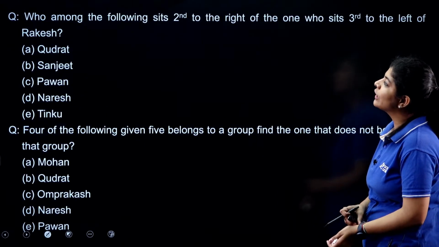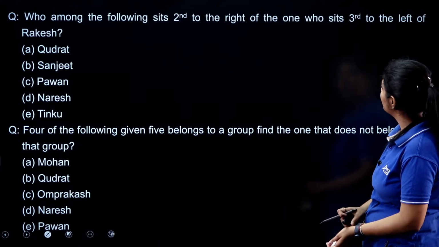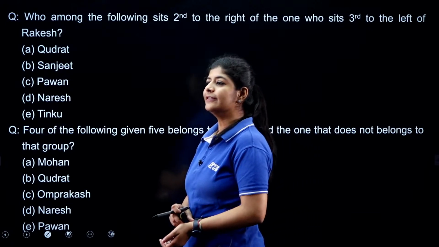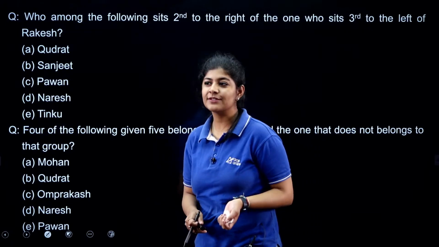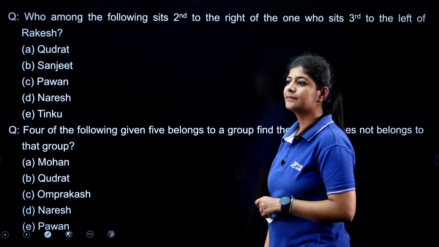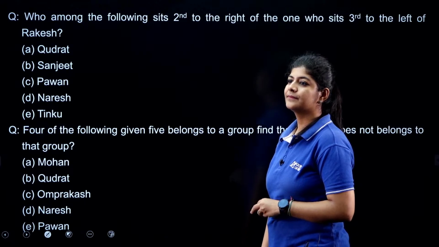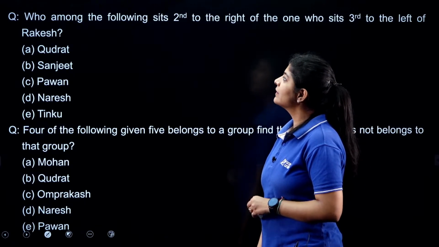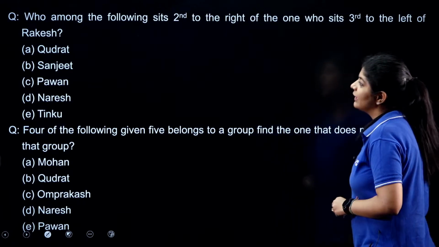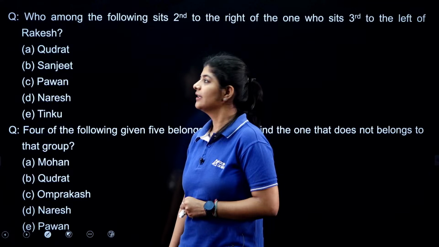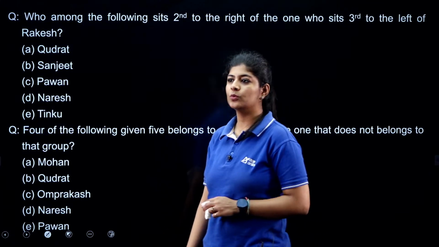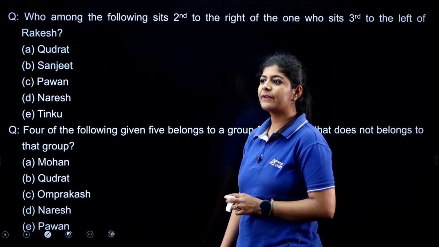Who among the following sits second to the right of the one who sits third to the left of Rakesh? So what answer you are getting, Radhe? Or anyone else who solved this particular puzzle? And you are having your options like Kudrat, Sanjeet, Pawan, Naresh, Tinku. The question is very simple.